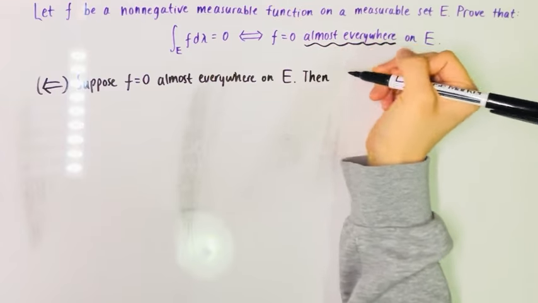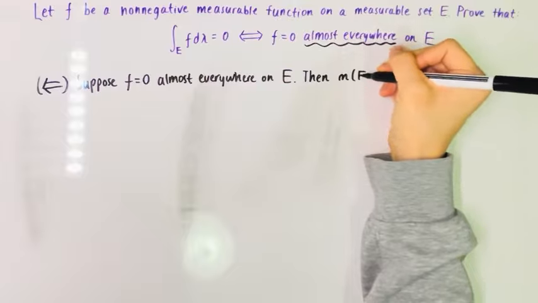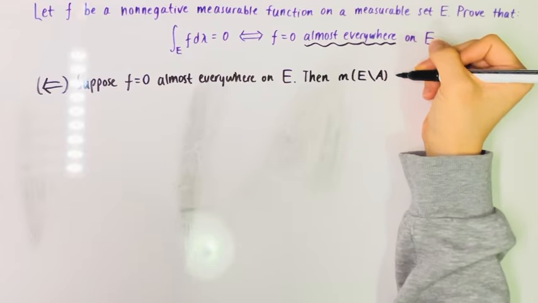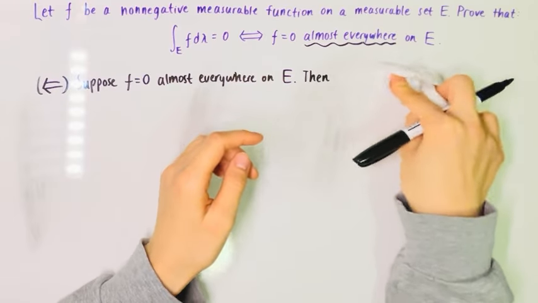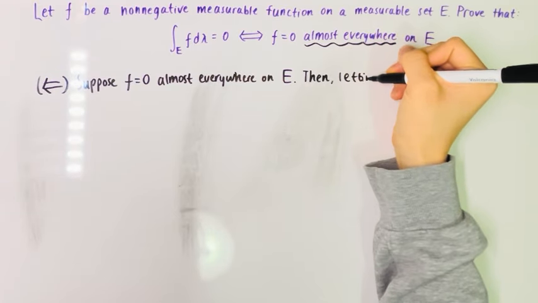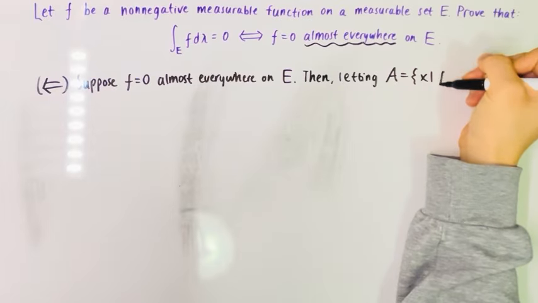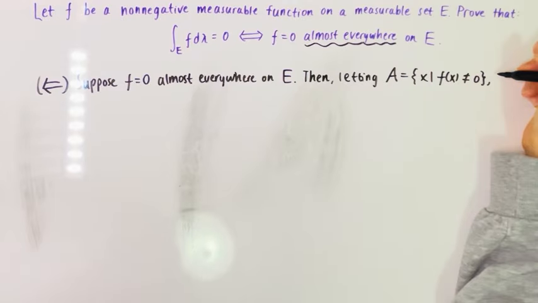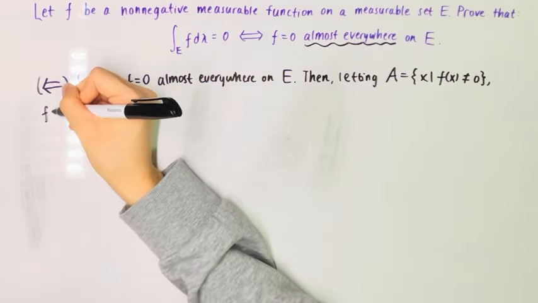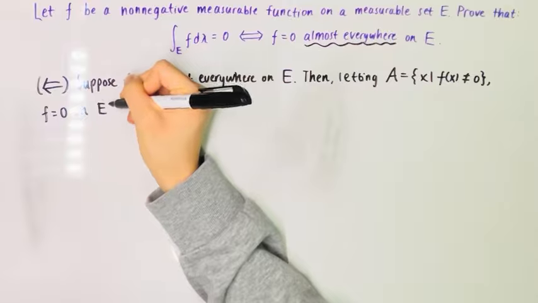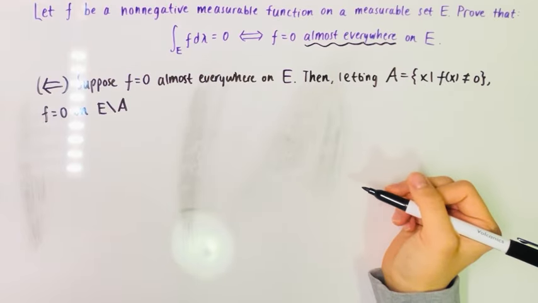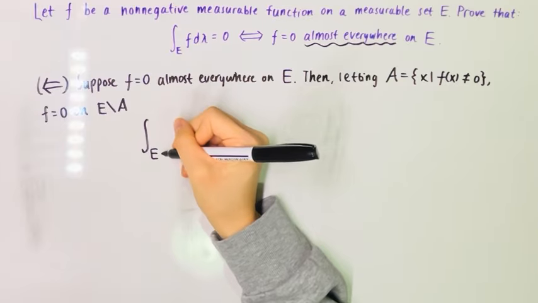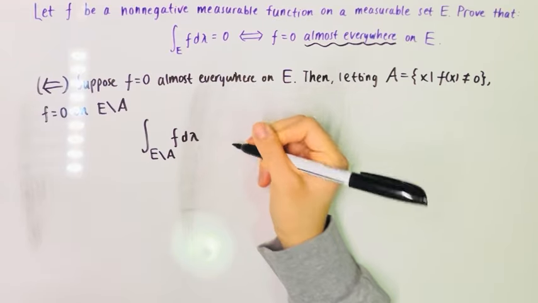Then, letting A equal the set of x such that f of x is not equal to 0, the measure of A is 0, and we have f equals 0 on E set minus A. All right, and since f is equal to 0 on this set, we know that the integral over E minus A of f d lambda is equal to 0.